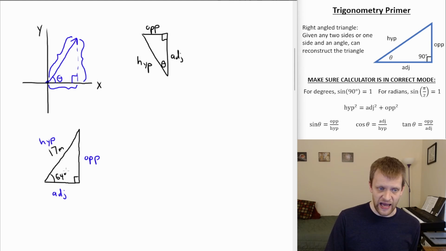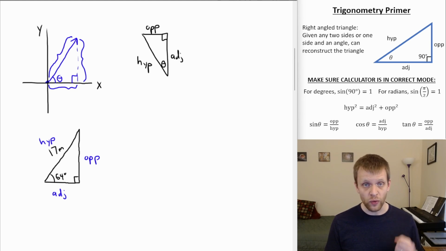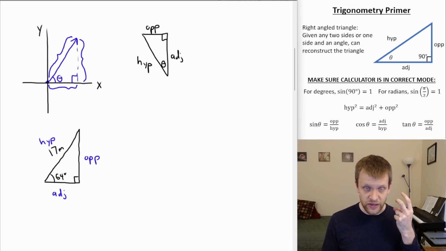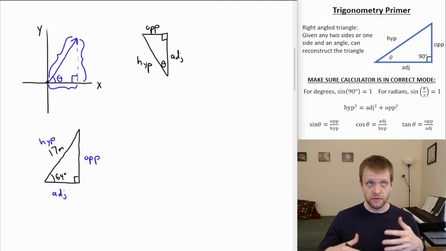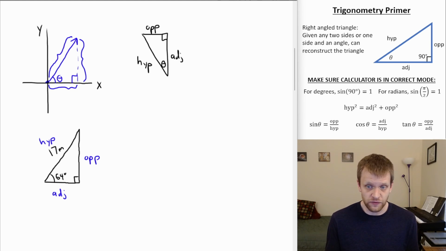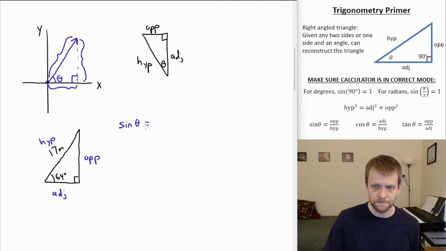So notice we have the angle, 64 degrees. We're trying to find the opposite side, and we have the hypotenuse. So we need to identify which of these trig functions is going to be most useful for us. We want to make sure it includes the thing that we're solving for, and that the only other things it includes are things that we have values for. Notice if we look at this sine function, we have the angle, we have the hypotenuse, and all we're looking for is the opposite side.